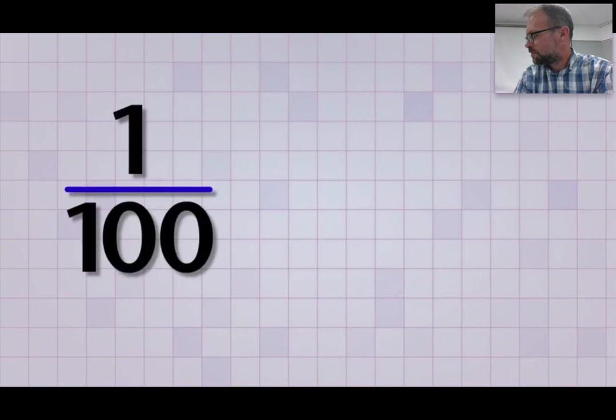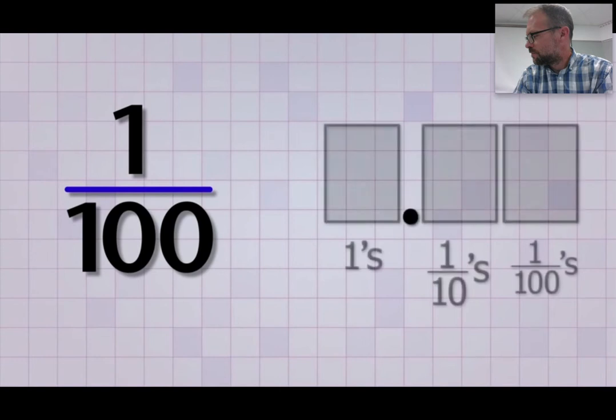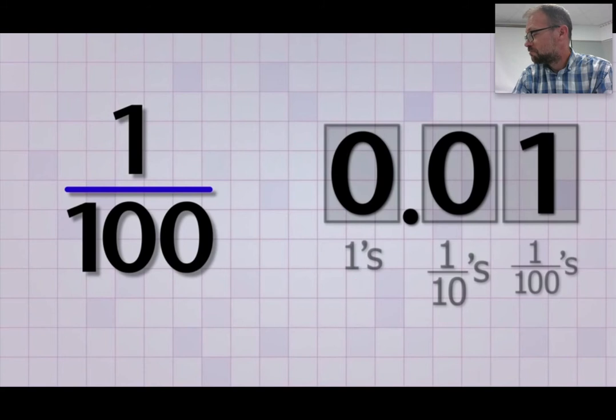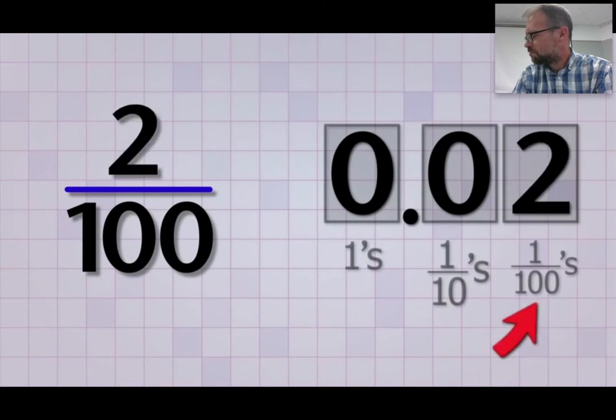All right, tenths are pretty easy, but what about hundredths? Let's start with the hundredths building block, 1 over 100. To write that as a decimal, we simply put a 1 in the hundredths place. We also need to put a 0 in the tenths place to act as a placeholder and show that we have no tenths. And we still need to put a 0 in the ones place as usual. Next, let's try 2 hundredths. For that, we simply put a 2 in the hundredths place.